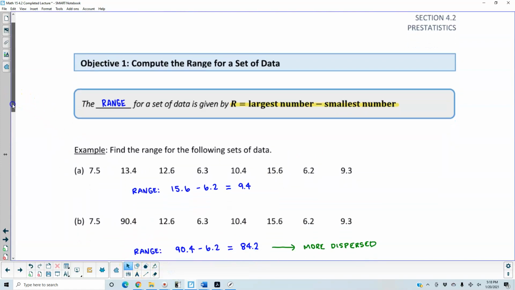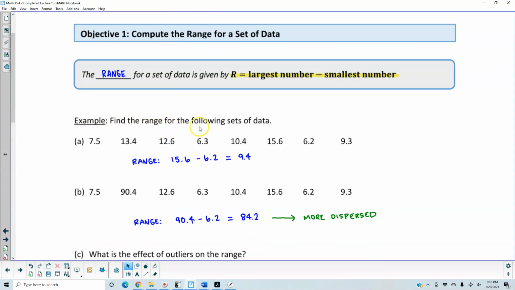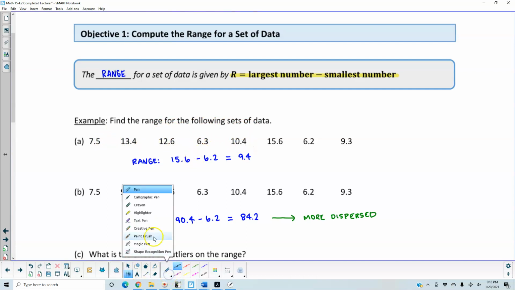Okay, so let's take a look at the example here. We want to find the range for the following sets of data. For part A, we know that the largest number in our data set is 15.6. And then we're going to subtract the smallest number, which is 6.2. So the range is 15.6 minus 6.2, which is equal to 9.4.